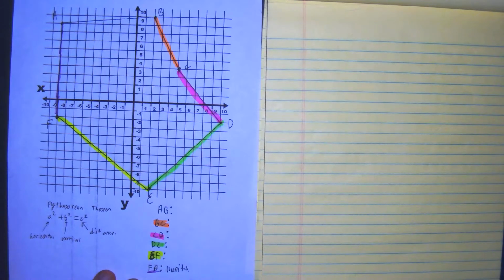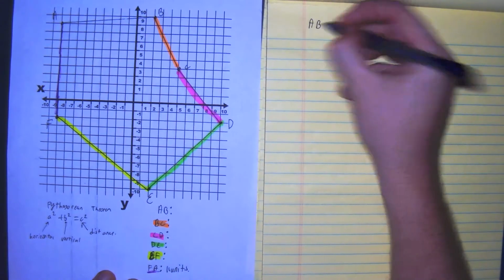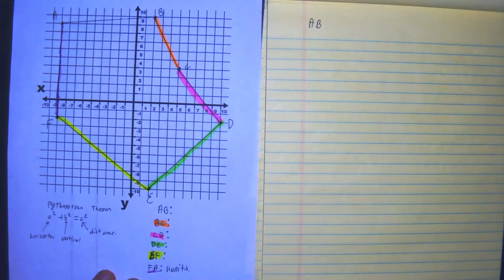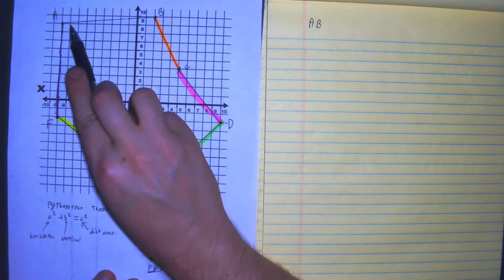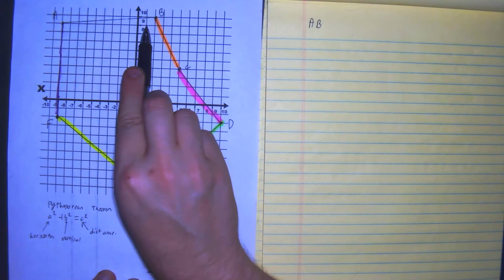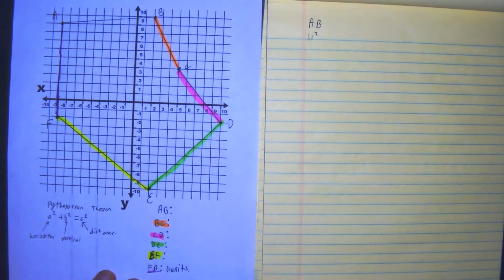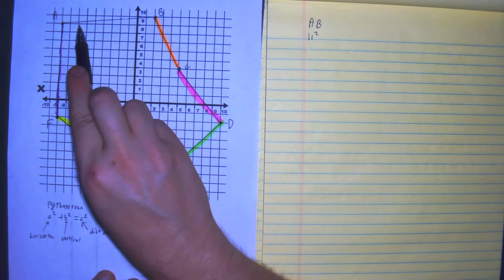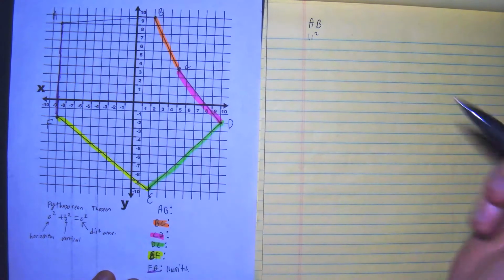Perfect. Well, first let's find AB. Let's go from this point all the way to here. So our goal is to reach this point. Start here. 0, 1, 2, 3, 4, 5, 6, 7, 8, 9, 10, 11. So it should be 11 squared. But let me count it one more time. Remember, you can always do the ruler postulate for this as well. So we have 11 squared.